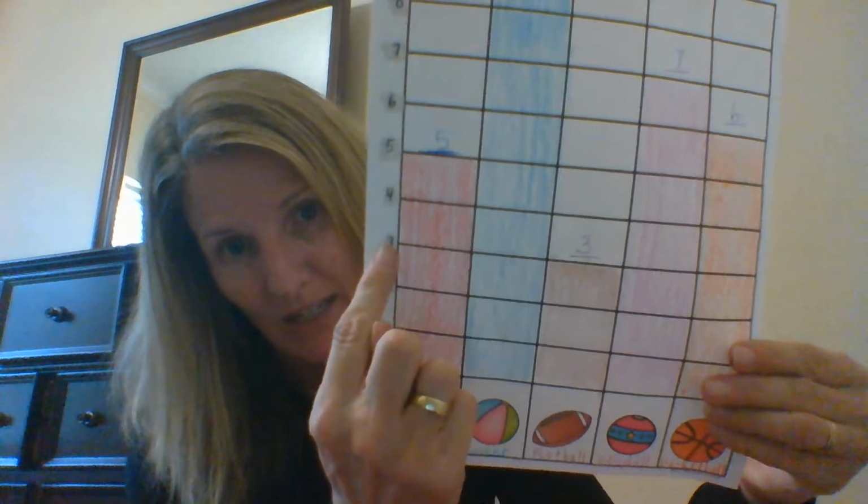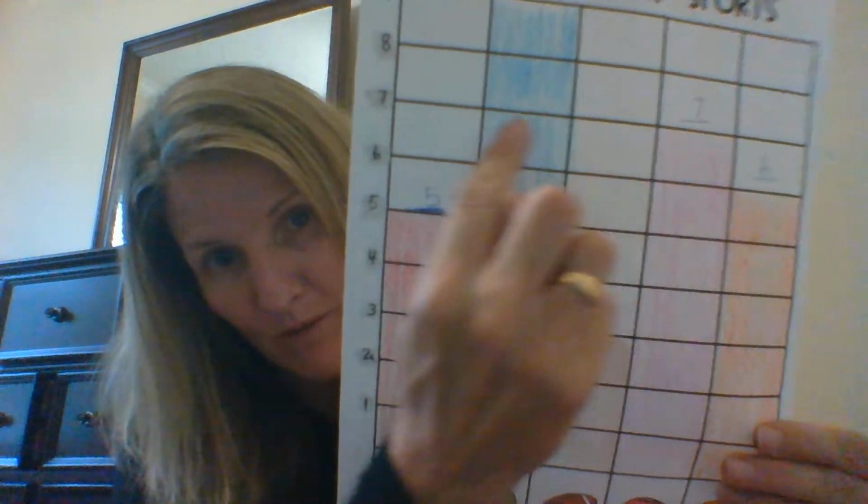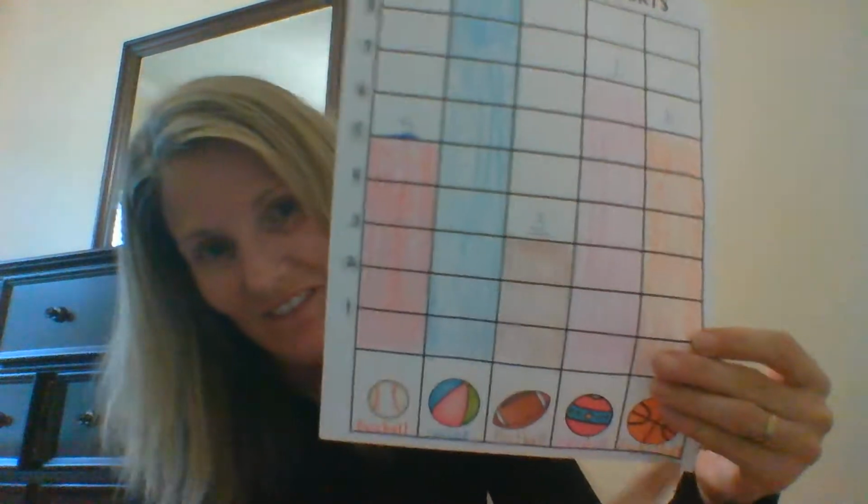You can see with football, that's easy to count 3, but you can move over and get to 3. Volleyball, go to the top, move over. What is it? 7. And finally, basketball. We go to the top, we move our finger over, and it's 6.